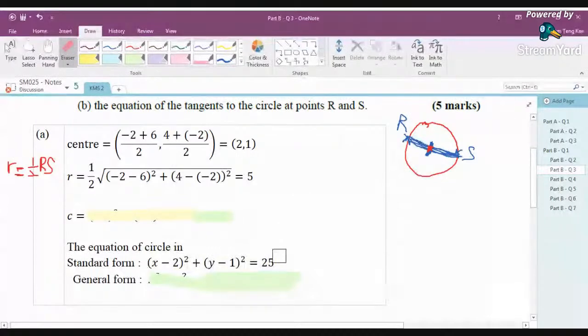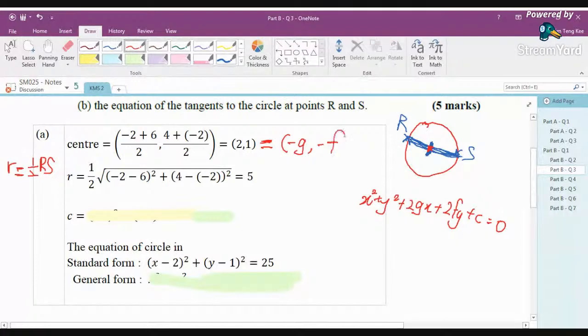Then in order to calculate our general equation, we can consider the general equation x squared plus y squared plus 2gx plus 2fy equals 0, where the center gives us the corresponding values of f and g in such a way.